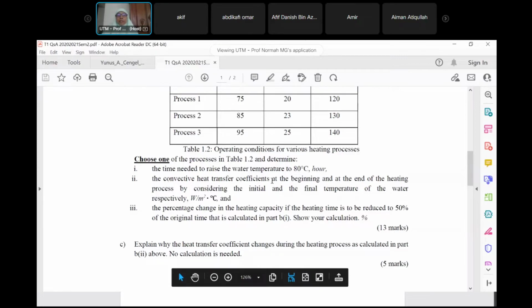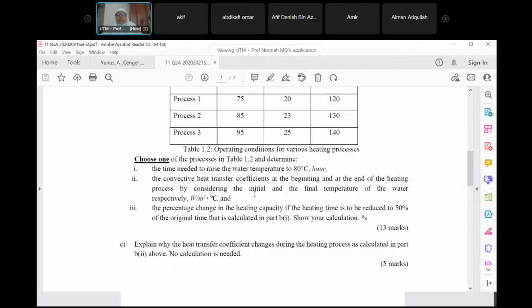The convective heat transfer coefficient at the beginning and at the end of the heating process, considering the initial and final temperature of the water respectively. So the h changes during the heating process. It's not asked to be calculated in part B2.